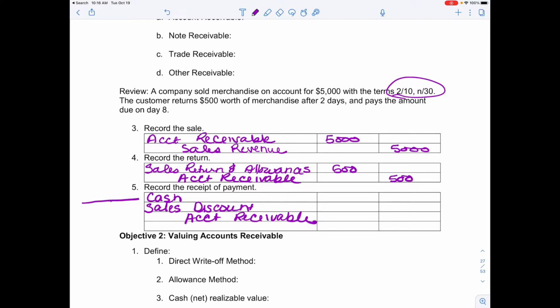But you're only going to get that discount on the amount of account receivable that you still owe. So here, we debited that $5,000, but we're crediting the $500 return, so our current balance is only $4,500. That's the amount that's going to get paid off. Now, there's a discount involved. It's 2%, but that 2% is off of that $4,500. So that's $90, and therefore the cash we are receiving should be $4,410.